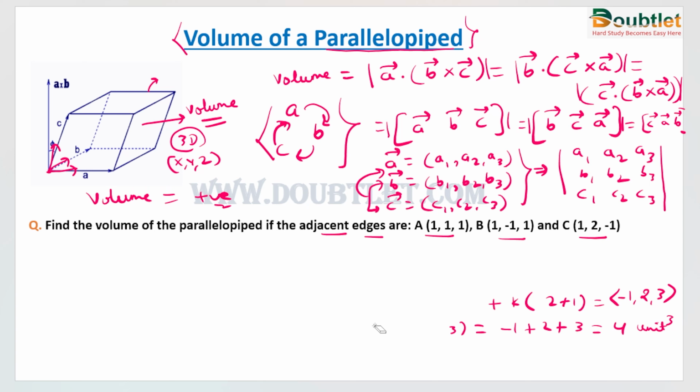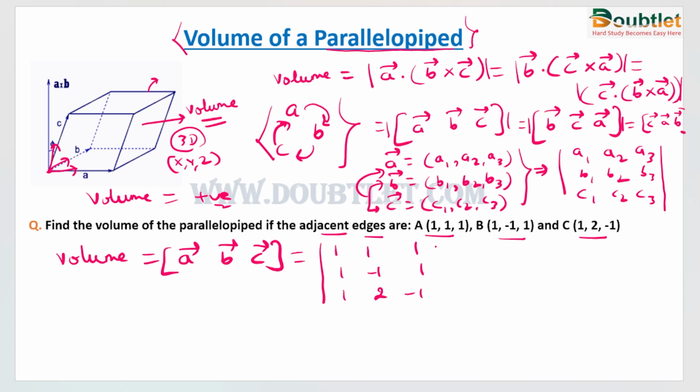So this is the determinant 1 1 1, 1 minus 1 1, 1 2 minus 1. If we expand this determinant by the first row, this will become minus 1 1, 2 minus 1, then minus 1, and we will just leave the first row and second column, so it will become 1 1, 1 and minus 1, then 1 multiplied by, we will eliminate the first row and third column, so it will become 1 minus 1, 1 and 2.